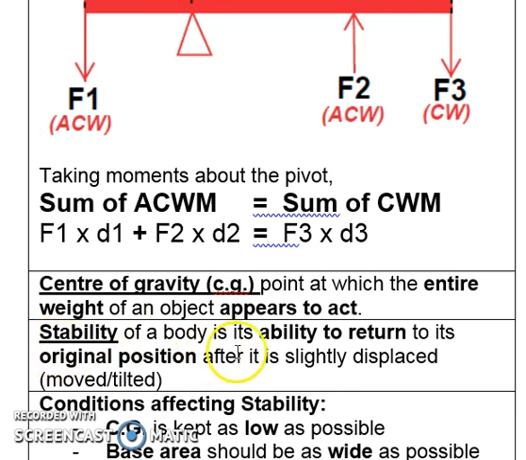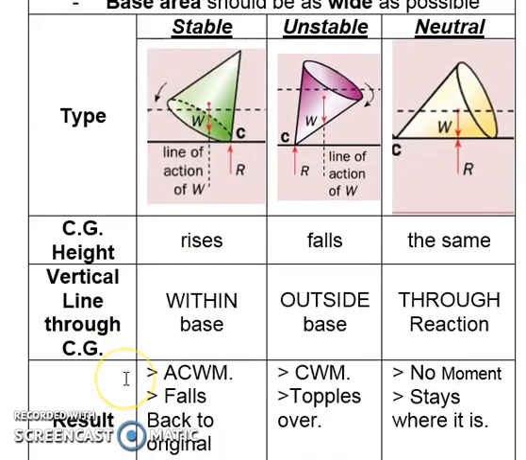Stability is the ability of a body to return to its original position after being slightly tilted. There are two conditions that will improve the stability of a body. First, keep the center of gravity as low as possible. Second, make the base area as wide as possible, which is why a Formula One sports car is very low and very wide, because it needs to be very stable, especially when turning corners, so it doesn't tilt over.